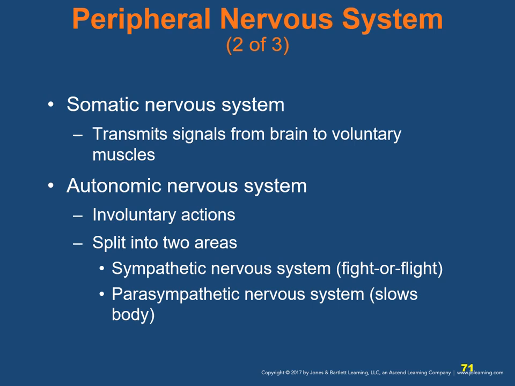The autonomic nervous system, which is involuntary, controls involuntary actions necessary for basic body functions, such as digestion, dilation and constriction of blood vessels, and sweating. This is split into two areas: the sympathetic nervous system, which is responsible for the fight or flight response, and the parasympathetic nervous system, which slows down the body.